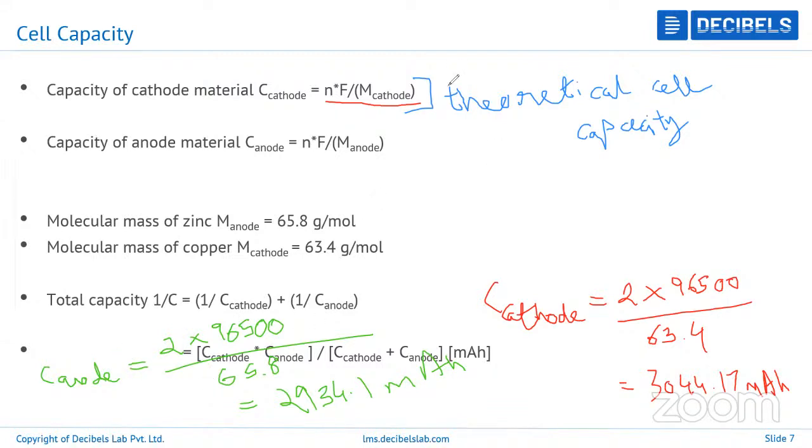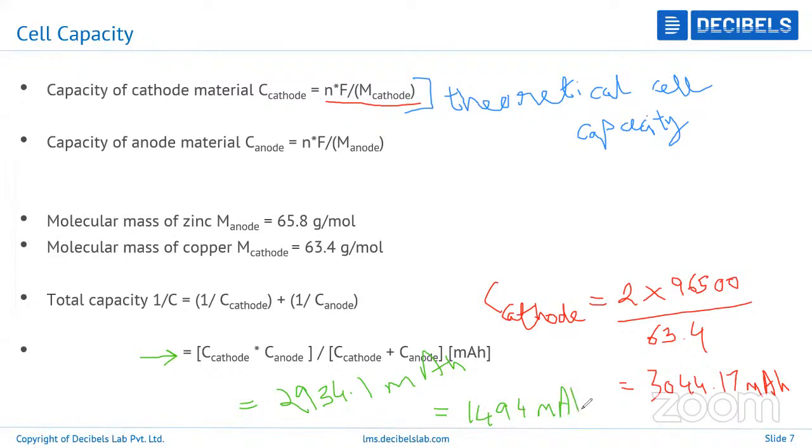So let me just erase this part. Now you can see this better. Just substitute these values in this final equation over here. So what would be the final answer? Yes, that is correct. 1,494 milliamp hours. It is milliamp hours, not milliamps. So this will be your final cell capacity.